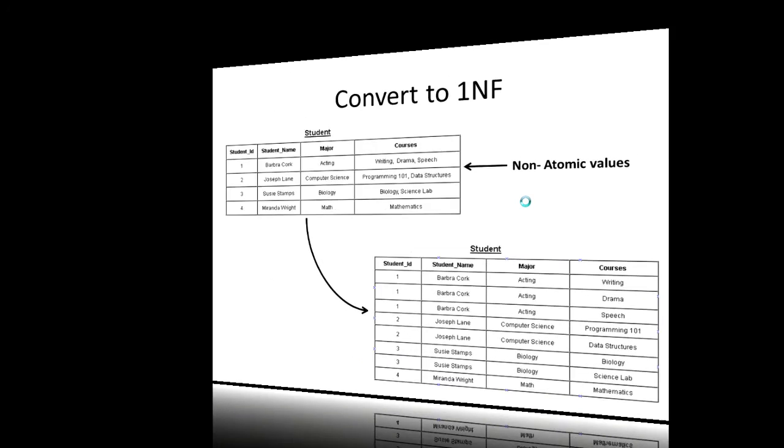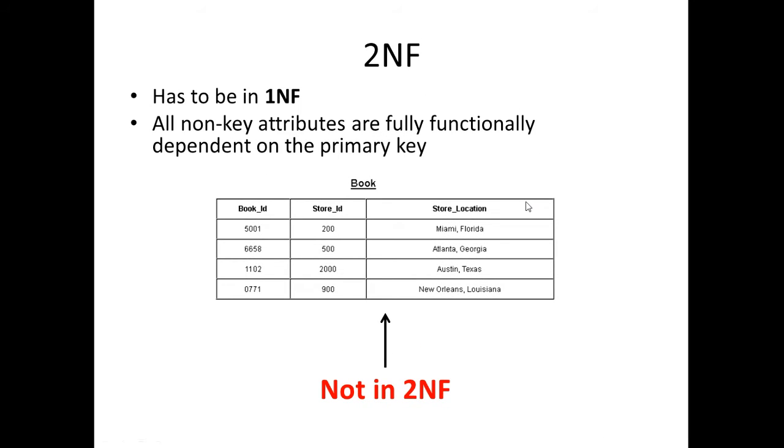All right. So now let's talk about second normal form. Second normal form means that the table, first of all, has to be in first normal form. Another thing is that all non-key attributes are fully functionally dependent on the primary key. So if you look at this table, we have a table called book, and we have 3 columns: book ID, store ID, and then the store location.